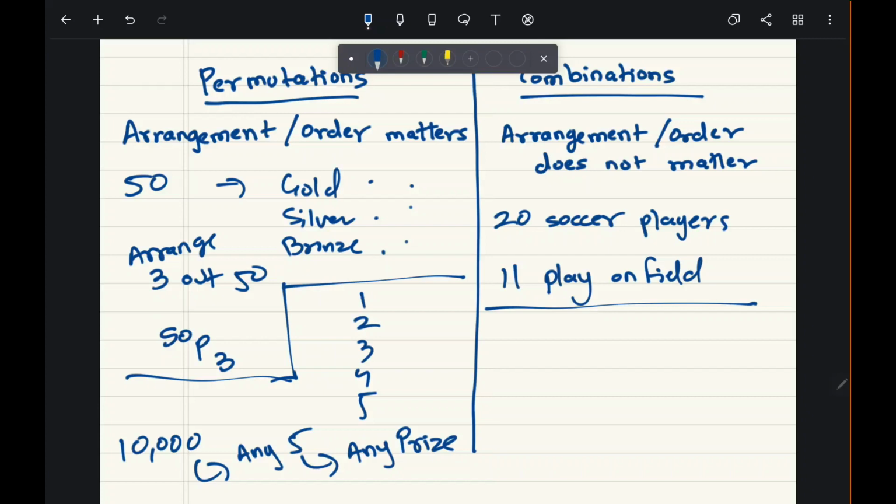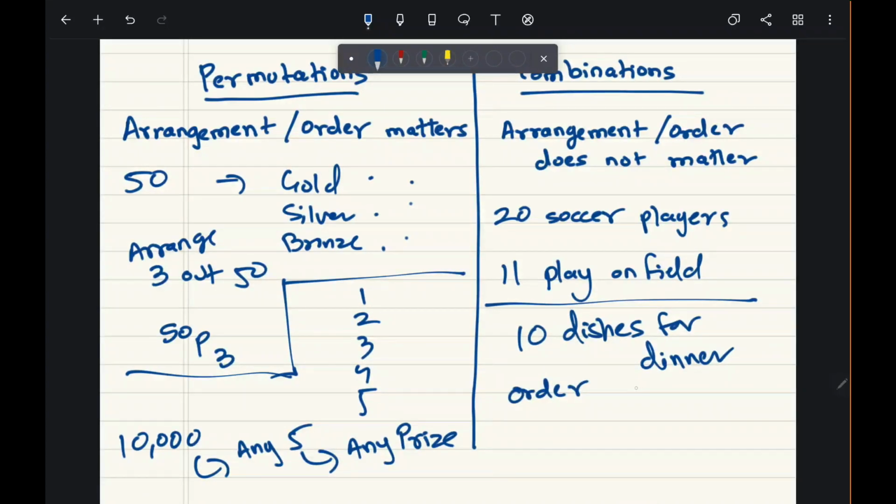Another example of a combination is basically, let's say you have 10 dishes for dinner, right? And you order any 3. I mean, you could order them in any sequence and it's still the same 3 dishes that you get for dinner, right? So those are examples of permutations and combinations.